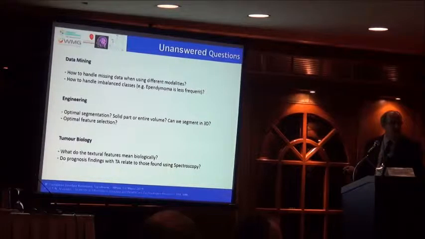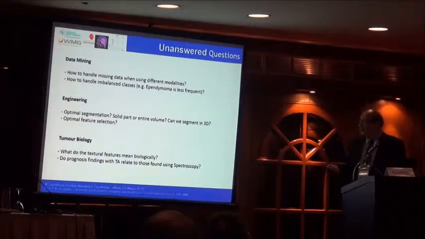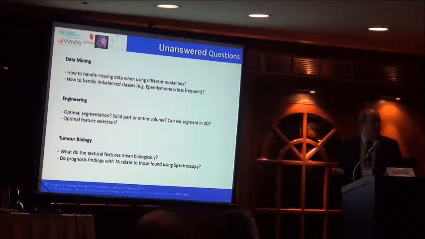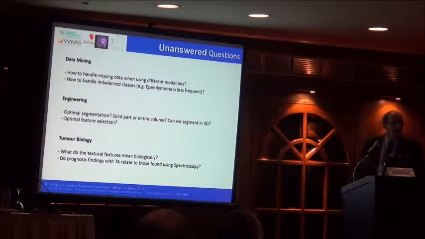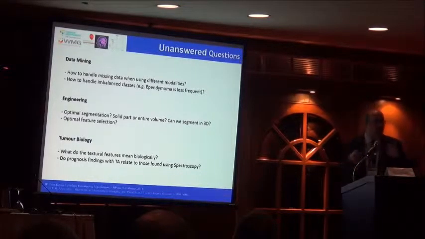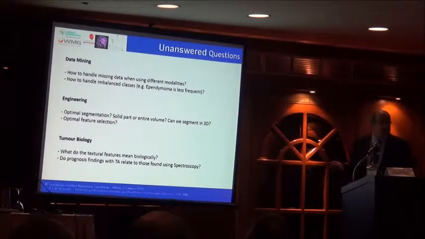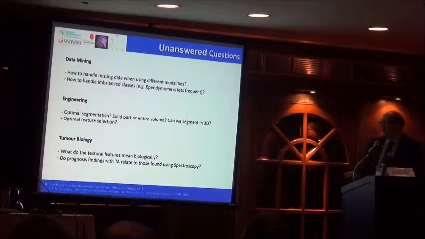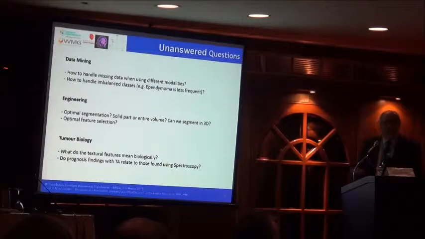Of course, from engineering, although we know a lot about segmentation, how do we do the most optimal segmentation for that? Which is the best part? The solid part, the necrotic part, the cystic part? How can we segment in 3D? We have amazing 3D visualization with MR imaging. And what is the most optimal feature selection? These are a lot of open problems to find these features. And of course, we need to understand what these features mean biologically. We started with spectroscopy, and we are moving to putting all modalities together.